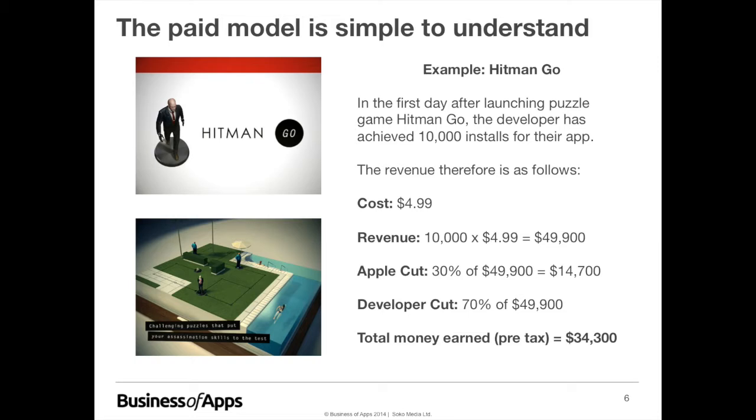For example, Hitman Go was a game recently released by Square Enix, and I think it really shows how easy the paid model is. On the first day of launch, the developer achieved 10,000 installs for their app. Because it costs $4.99, you can pretty quickly work out the revenue. At $4.99 with 10,000 installs, it's pretty simple: $49,900. Apple's cut of 30% is worth $14,700, and you take the remaining 70%. So on that first day, you will have made $34,300 or thereabouts.